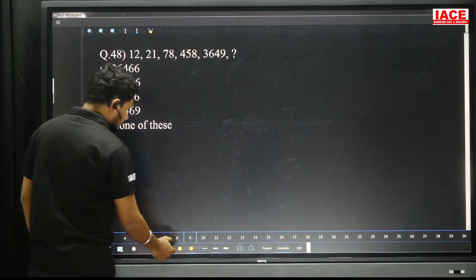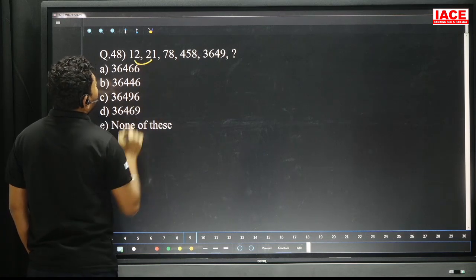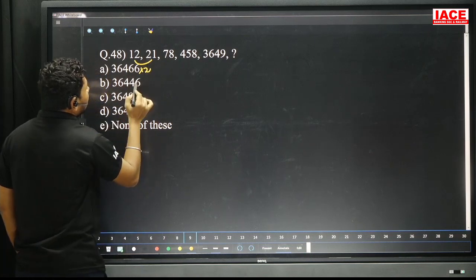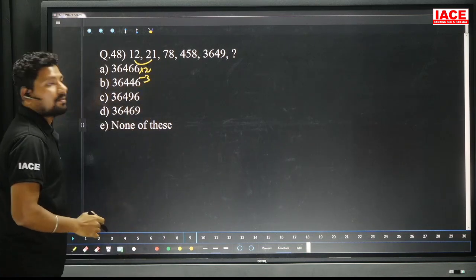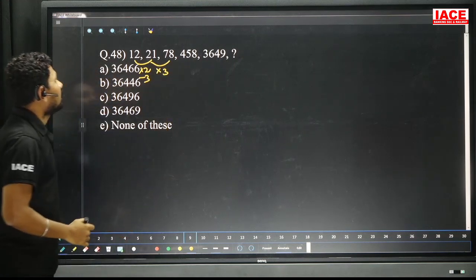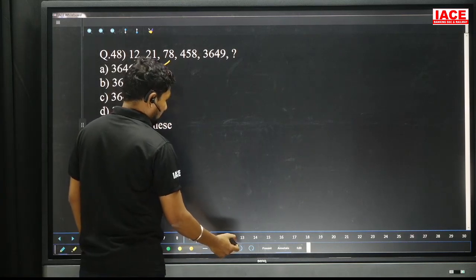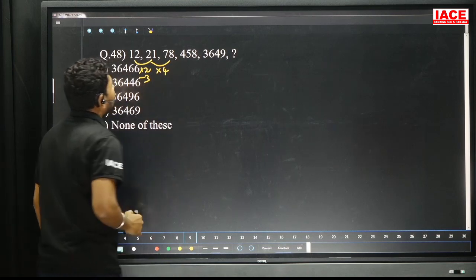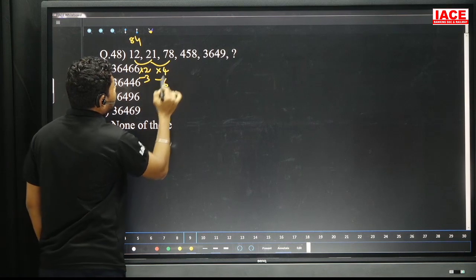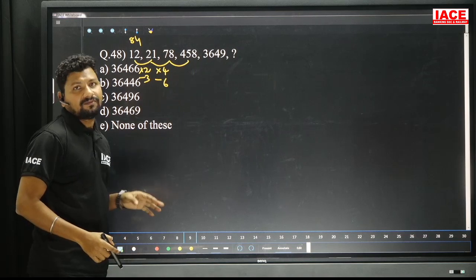Question 48, what is the logic? 20 became 12, became 21. 12 became 21 means what do we have to do? Into 2, minus 3. 12 into 2 is 24, minus 3. Next is into 3. 21 into 4 is the value 84. 84 became 78 means 6 is removed. And next, 78 became 458, almost 80. 80 became 45, so 450.